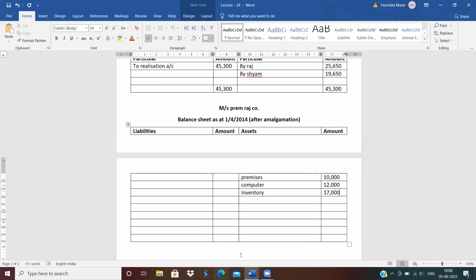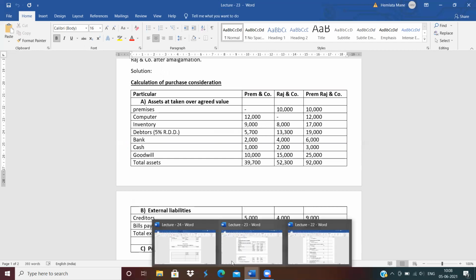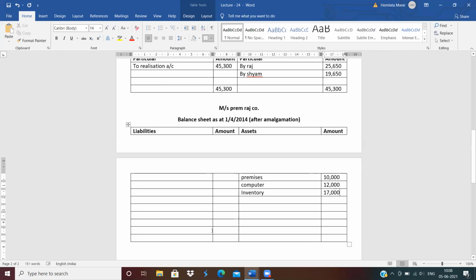Inventory 17,000. Next, see the next asset. Which is the next asset? Debtors. Here we write debtors already after deducting the RDD, so directly write down the amount of debtors, which is 19,000. Debtors, how much? 19,000. Clear?